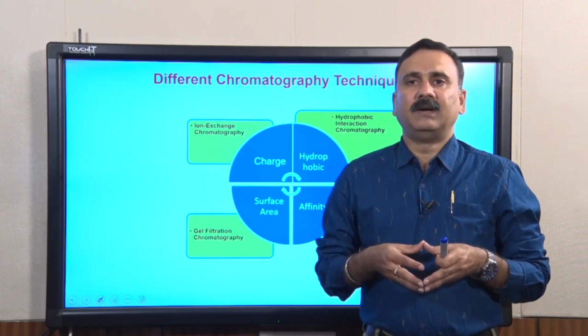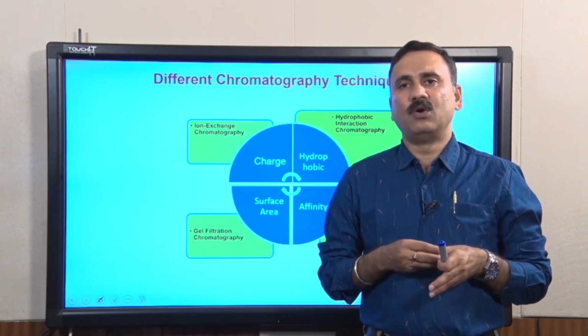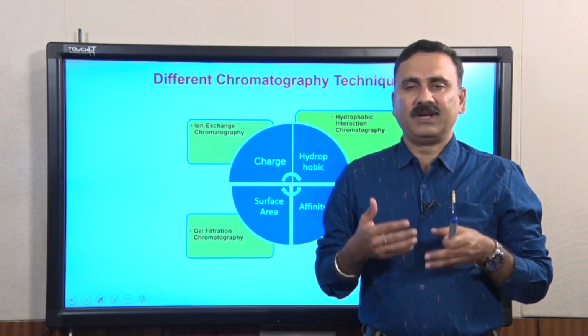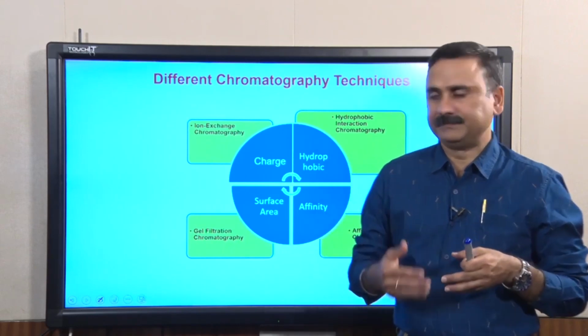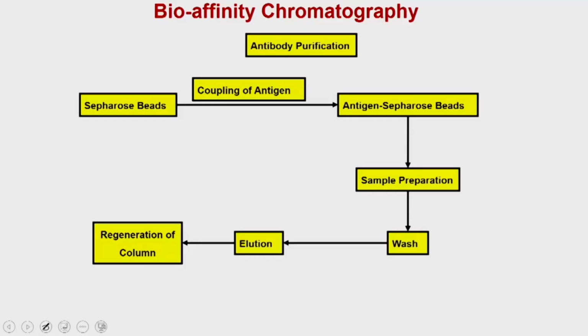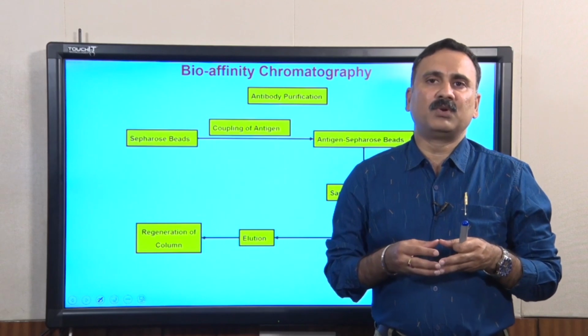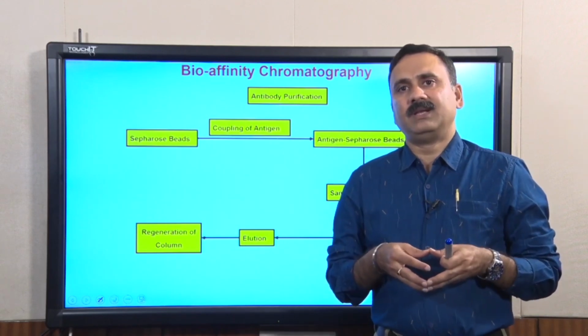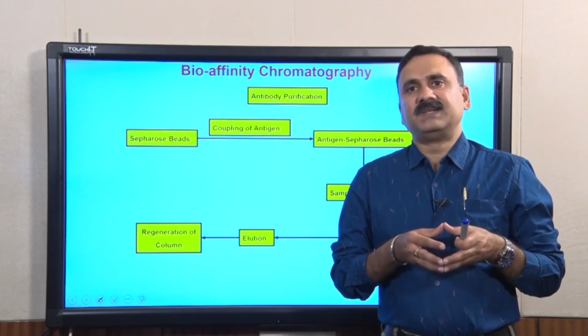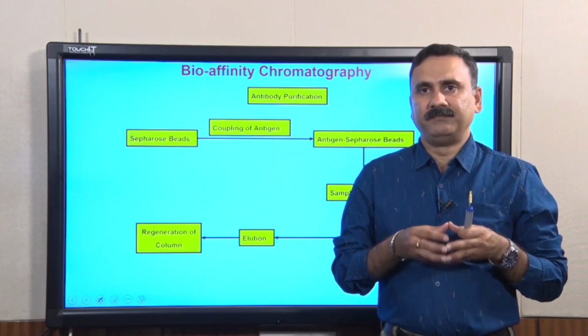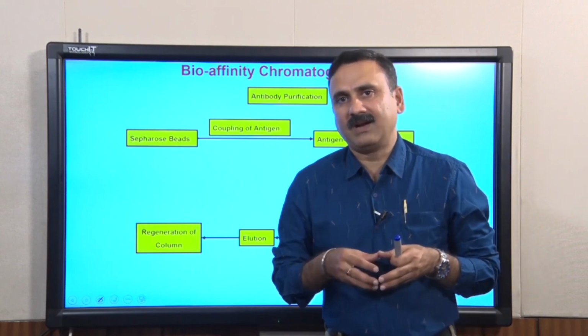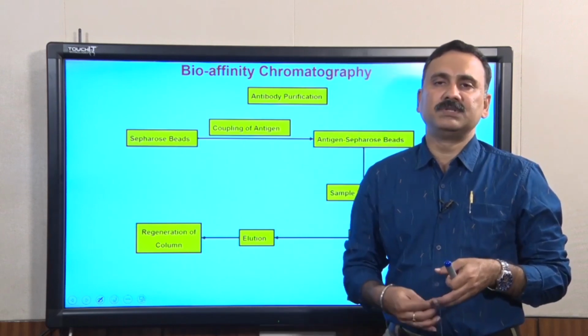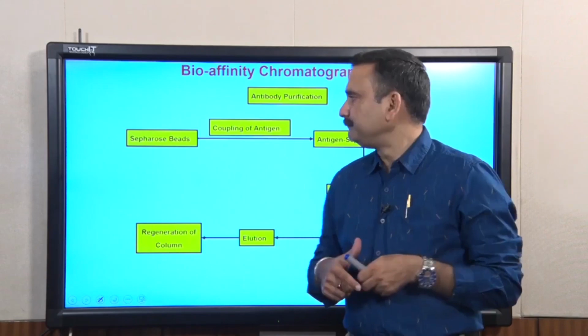So, let us start with some of these examples and how to perform these affinity chromatography in your laboratory. In the bioaffinity chromatography we have taken two examples. One is where you can use bioaffinity chromatography to purify antibodies, and the second example is to use GST and GSH as a pair. So, we will start with the purification of antibody using affinity chromatography.